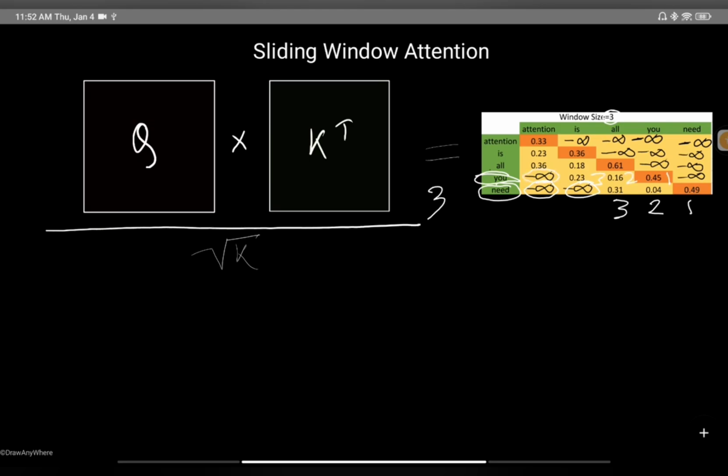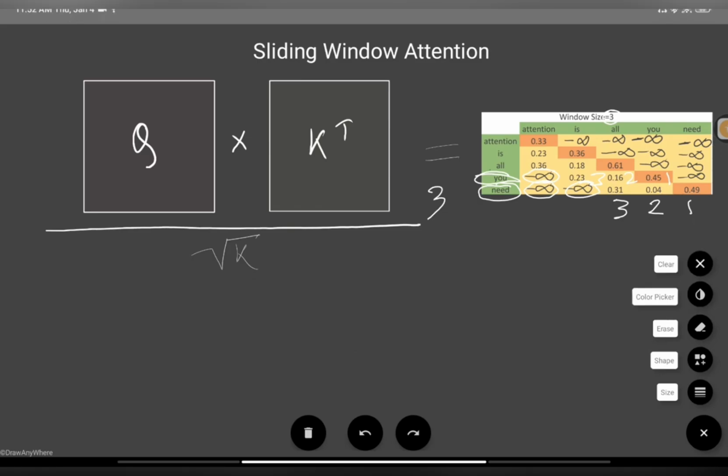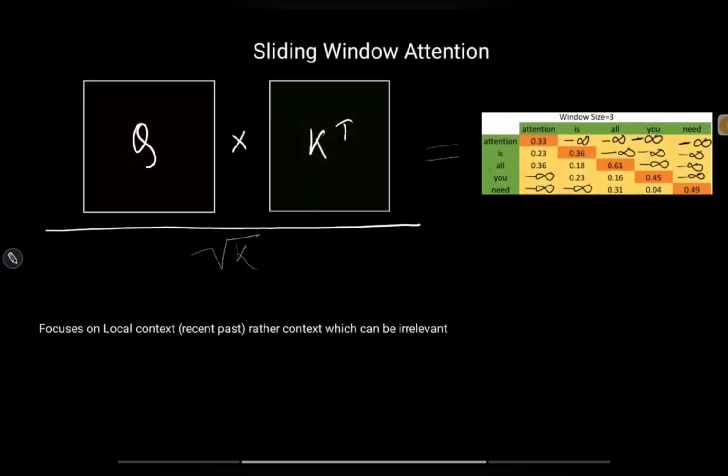So the other token which is present here will be masked to minus infinity, and that will become 0 once we apply the softmax, right? Now, why do we need to apply sliding window attention? In sliding window attention, we are focusing on the local context, which is the recent past, rather than the context which is far back, which can be irrelevant for the current token. This can also reduce the number of dot products that we need to do, right?